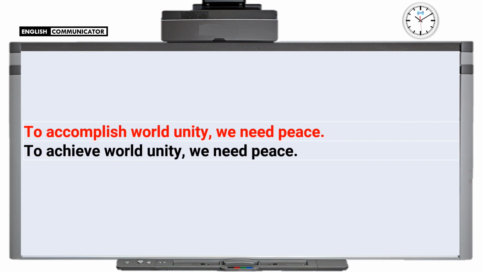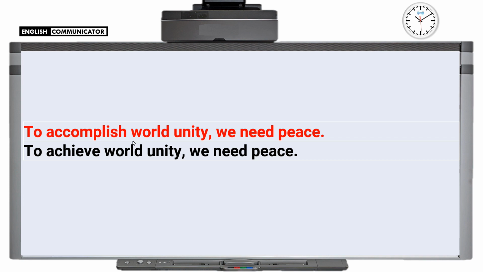To accomplish world unity, we need peace. It's wrong. To achieve world unity, we need peace. You know what's the sense? The sense is to accomplish world unity. No, we're not accomplishing something. We have to achieve something. And to achieve something means a world unity. So always use achieve when you have ambitions, you have a passion, you have something to achieve, not accomplishment.